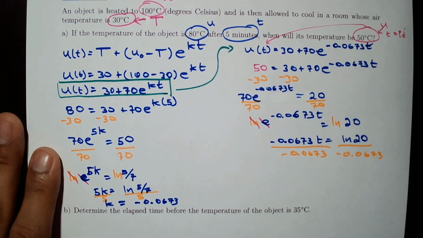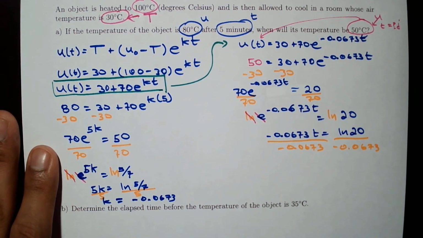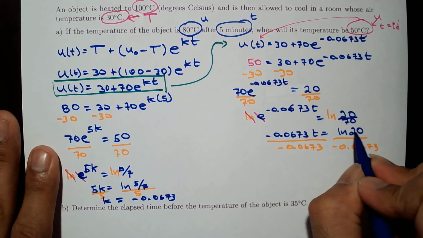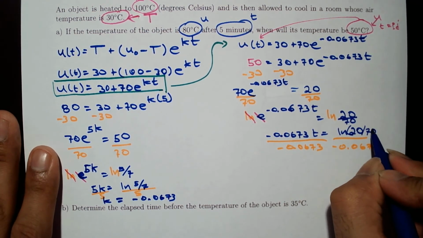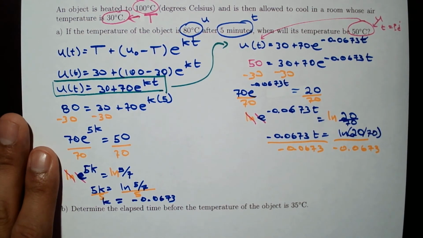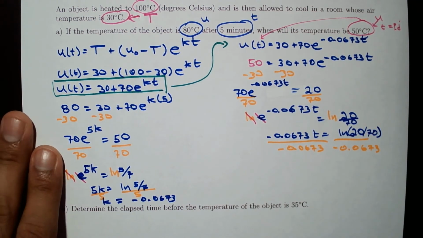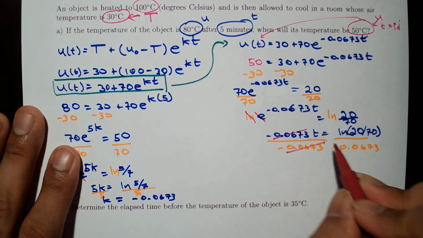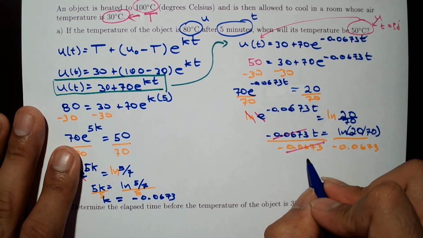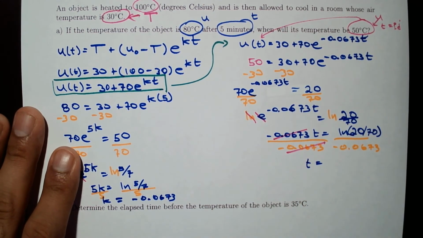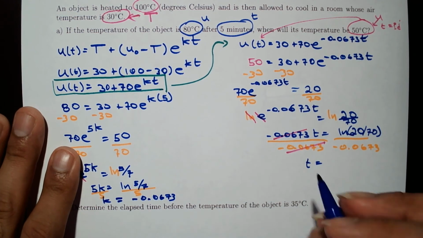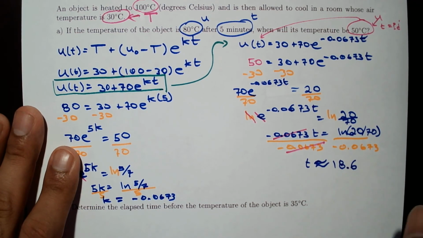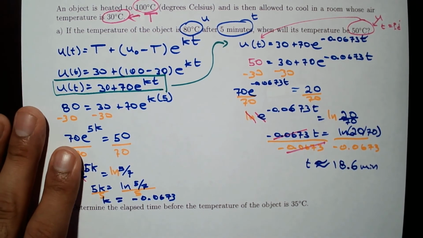Well, it's actually, I made a silly mistake here. This should be ln of 20 over 70. ln of 20 over 70. All right. Or you can actually get rid of the zeros, it's fine. And we should get over here t equals, or rather approximately, 18.6 minutes.